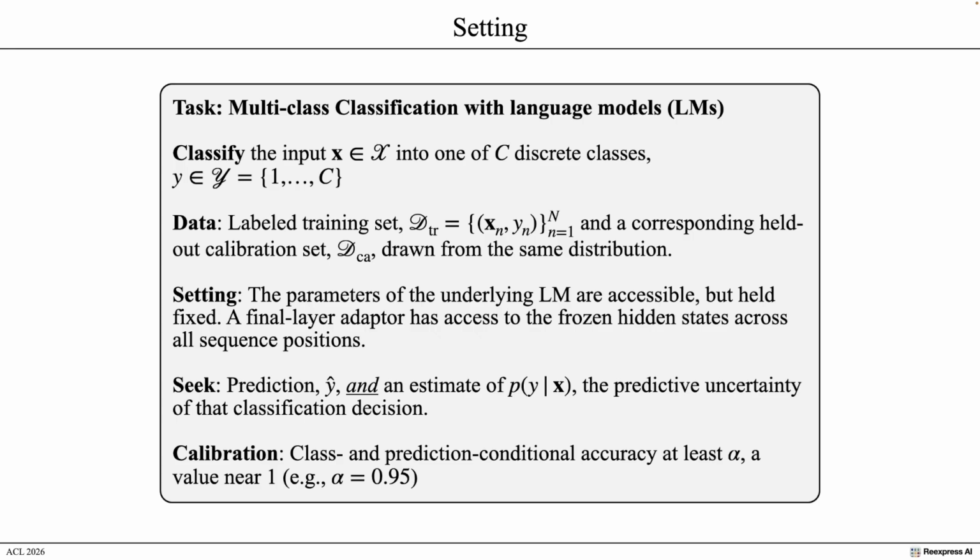We'll seek to predict the class y hat, as well as an estimate of the predictive uncertainty. And specifically, we'll seek the following notion of calibration, which is a quantity generally useful for selective prediction and conditional branching decisions. We want to estimate whether a new unseen test point is in a region of the distribution for which the class and conditional accuracy is at least alpha, in our case 0.95.